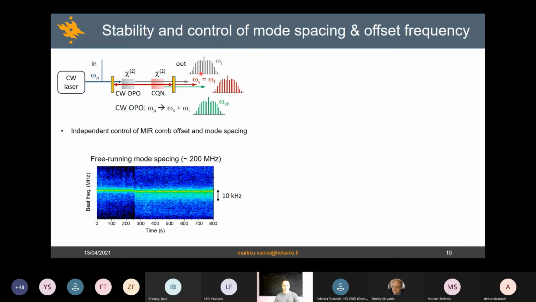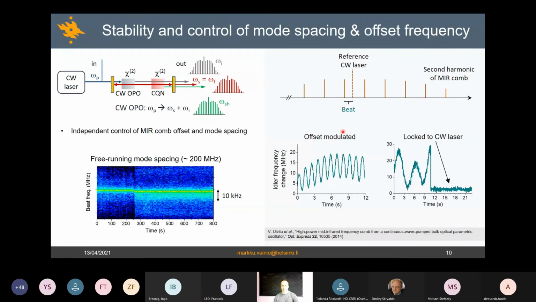And then to check the offset tuning of this infrared comb, we first frequency doubled the mid-infrared comb just to make the detection easier. And then we compared one of the comb peaks against the reference CW laser. So we monitored this beat frequency here. And as we change the frequency of this pump laser, what we should see is a change in the offset frequency of the comb, leading to a change in the beat note here. And that's indeed what we see.